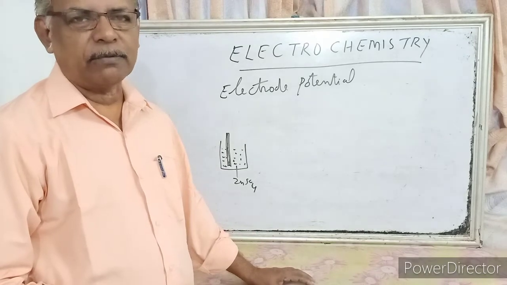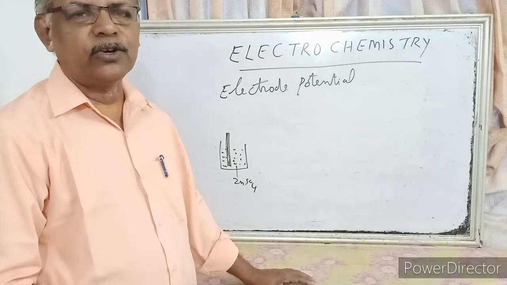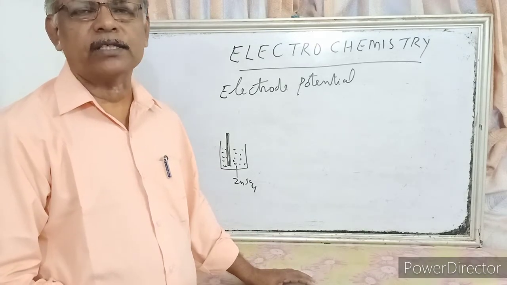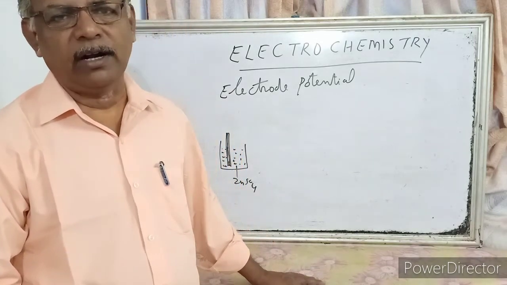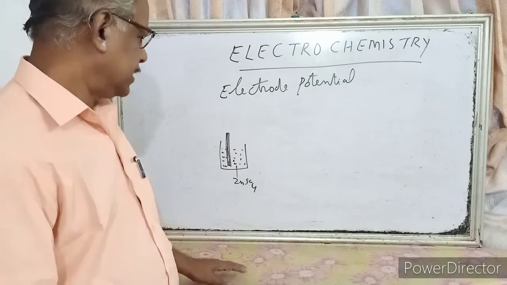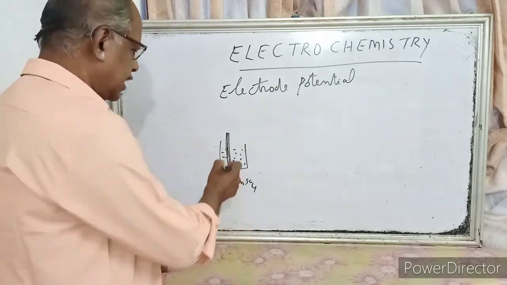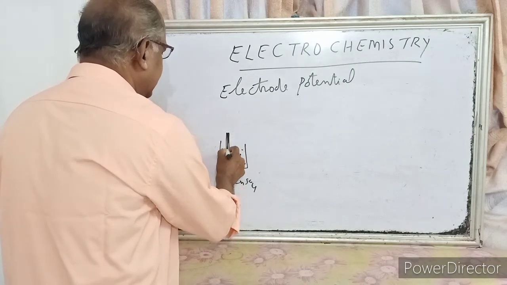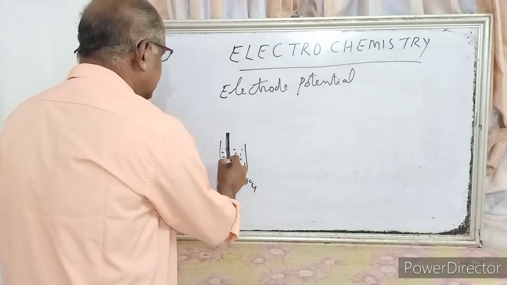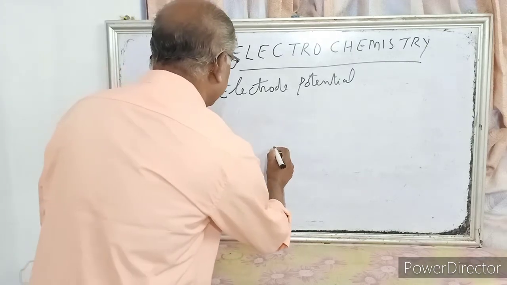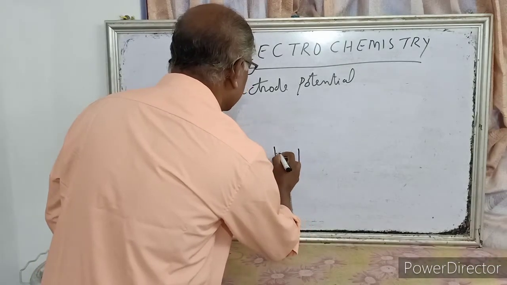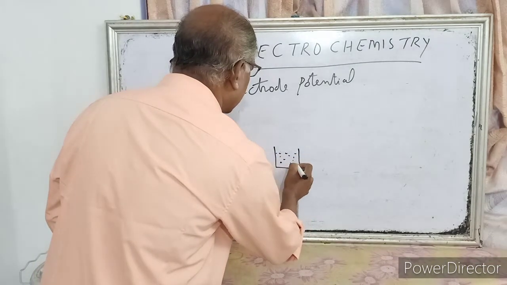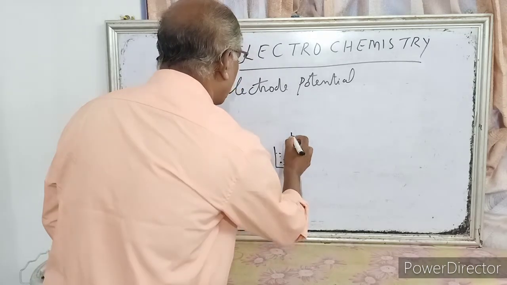Now electrode potential is of two types. The tendency to lose electron is called oxidation potential, and the tendency to gain electron is called reduction potential. So when zinc is placed in zinc sulfate solution, zinc has a tendency to lose electron, so that is called oxidation potential. Now you take copper sulfate in another beaker containing a copper rod.